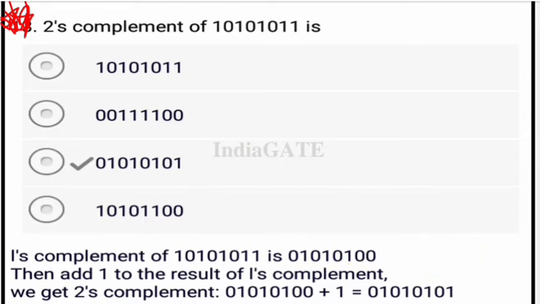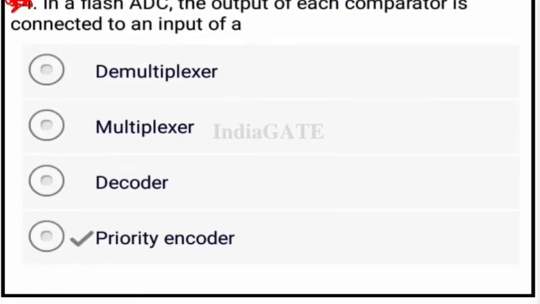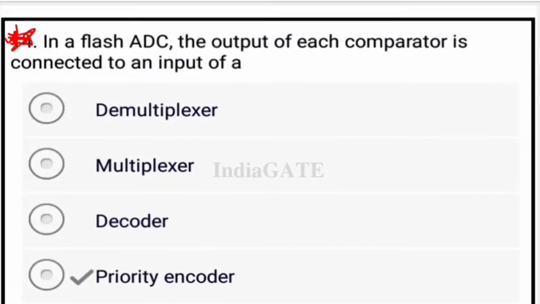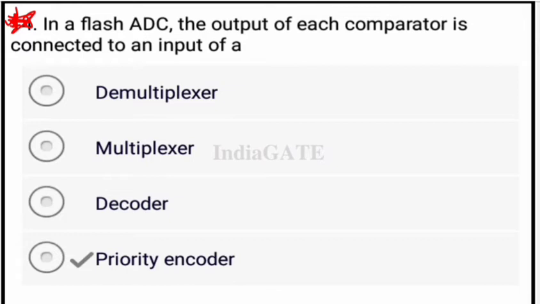Now come to the next question. Next question is defined as in a flash ADC, the output of each comparator is connected to an input of R. So there are 1 2 3 4 options. So fourth is your correct answer. Why? Because here priority encoder is used for the output of each comparator is connected to an input to a priority encoder. Okay.